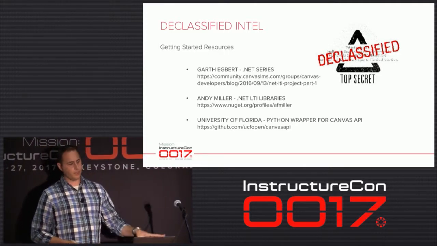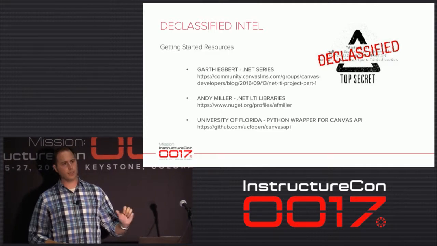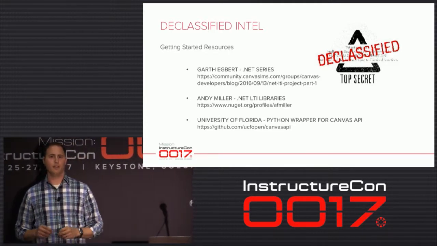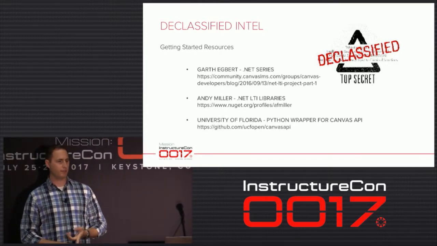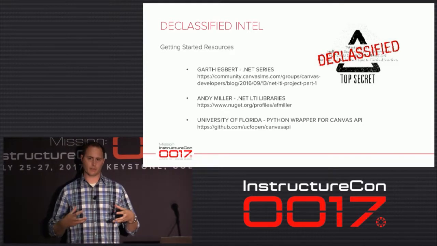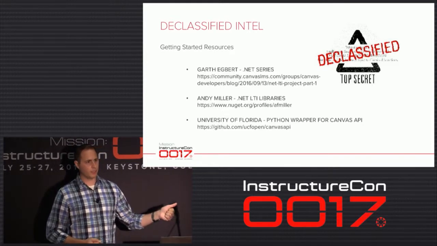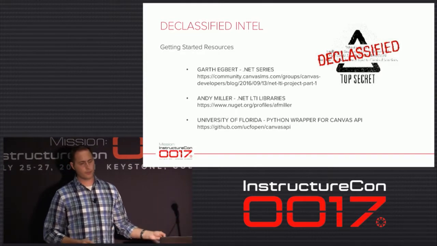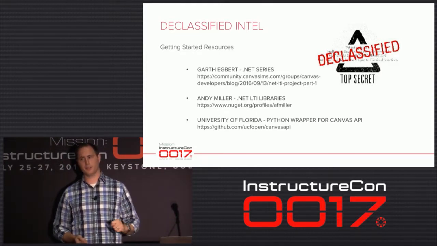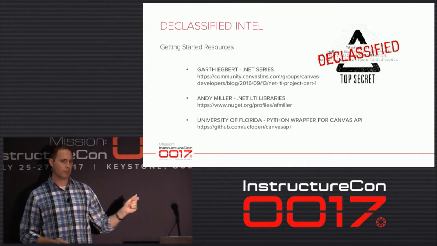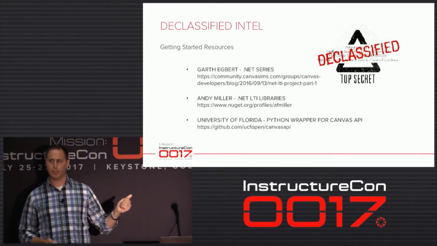As well, if you're in the NuGet environment, Andy Miller has a lot of really good .NET packages there. Some are for the API wrappers directly, some are for making ASP.NET websites a little bit easier to interact with Canvas. And the last one I wanted to call out, which I believe they actually spoke on yesterday, is the University of Florida has a Python wrapper, which if you want to understand how to build a wrapper for an API, it's probably one of the simplest ones to read, even if you don't know Python.